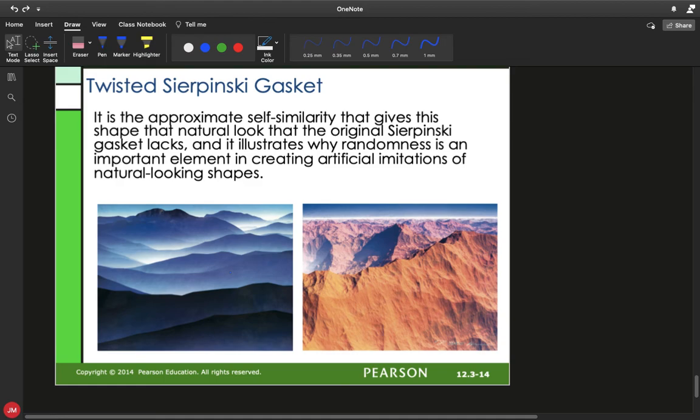So that's the one advantage that the twisted Sierpinski has over the regular Sierpinski, that it can be more useful for things like generating these images that you can see on this slide, one of which is a real image, the other being a computer generated one. If you want to know which is which, I will leave it up to you to decide which one you think is real and which one you think is generated.